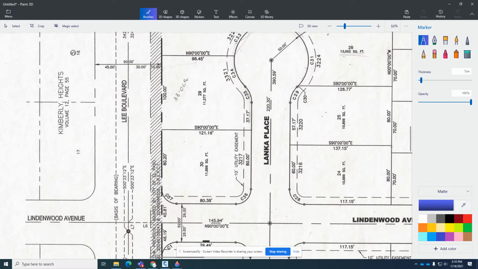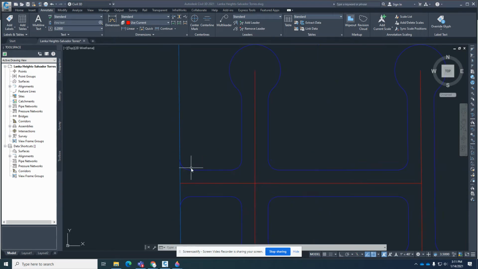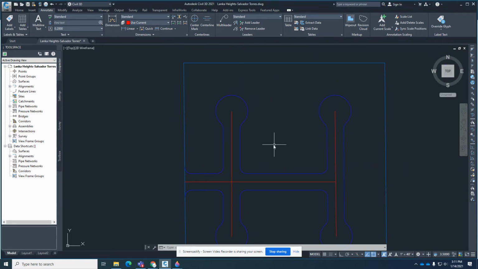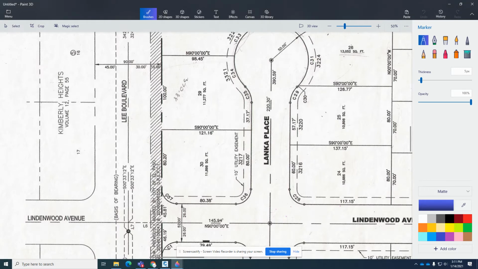So as far as a lot line, I'm going to start with this one and this one. This lot line has a bearing of southeast 90 degrees, 121.16. But as far as where to start it from, we need to look at the information that we already have on our plat, on our civil drawing. We already have all the right-of-way lines, center lines, and subdivision boundary. So based on that information, I'm going to look at this area and consider what information I need. The information I need to use is this 8002.